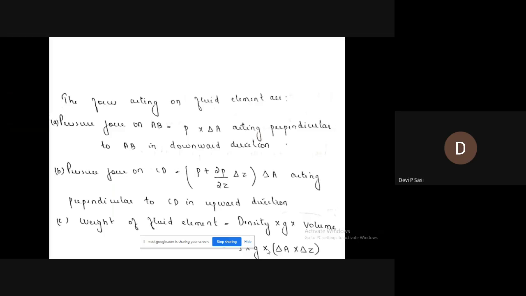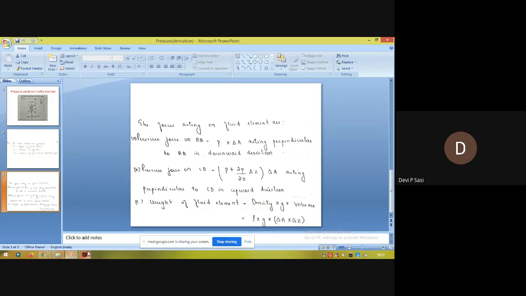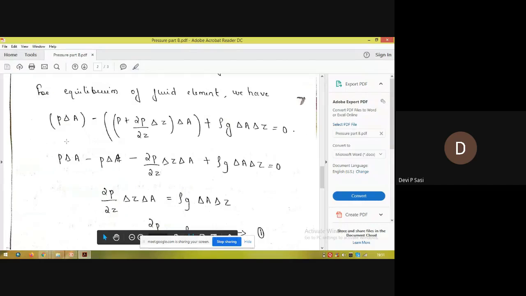Now, for equilibrium of the fluid element, we may write P into delta A minus (P plus dou P by dou Z delta Z) into delta A plus rho G delta A delta Z is equal to 0. The first term is the pressure force on AB. The second term is the pressure force on CD. And the third term is the weight of the fluid element.